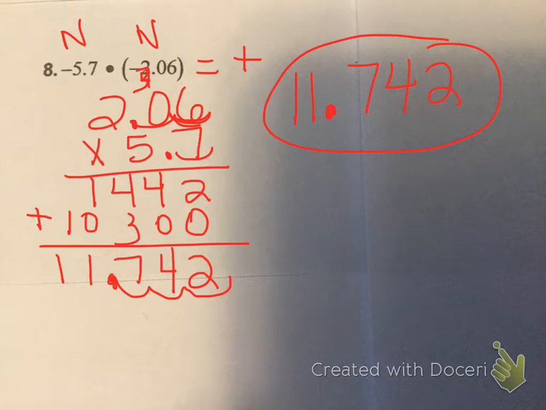And that's multiplying rational numbers. Now let's move on to dividing.